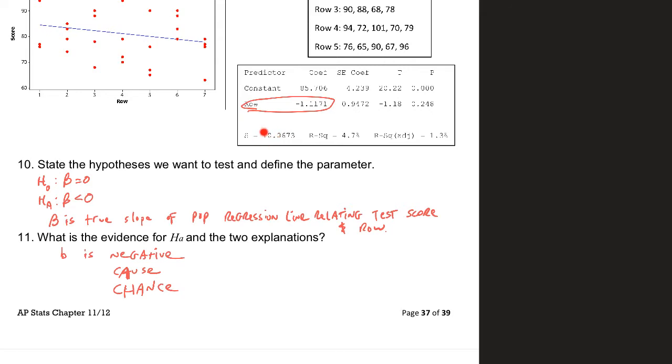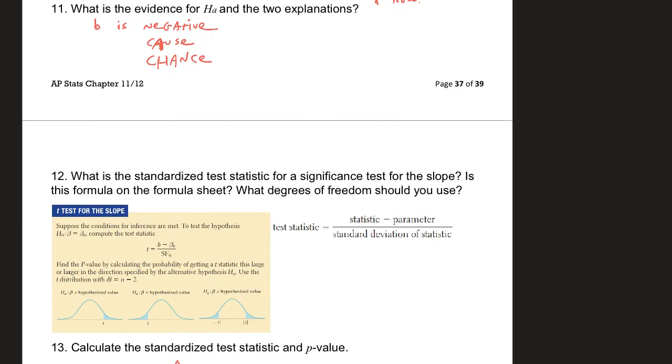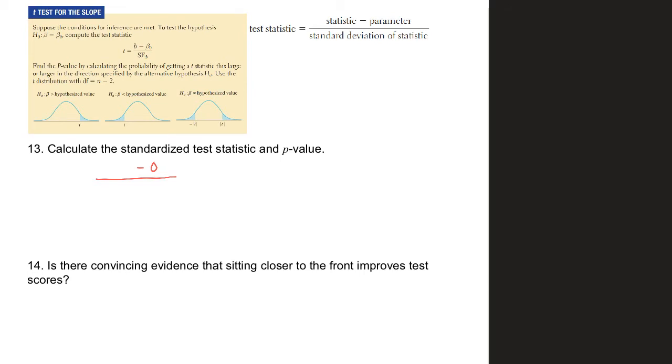Hopefully you got that right. We want this number, 0.9472. So I'm just going to copy those two numbers down here. And then when I type those into a calculator, it tells me negative 1.18. Okay, so that's my test statistic, t equals. If I was doing phantom, this would be the t.